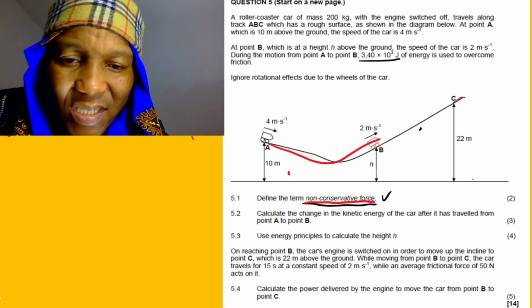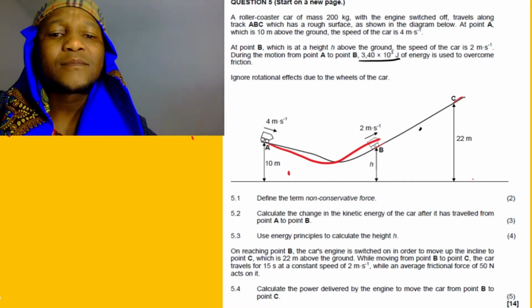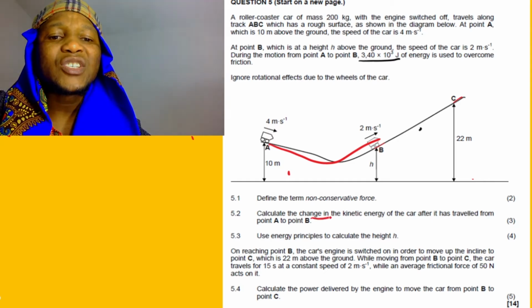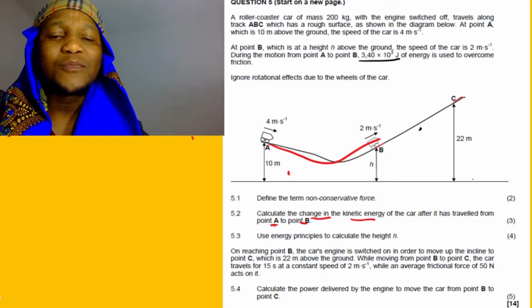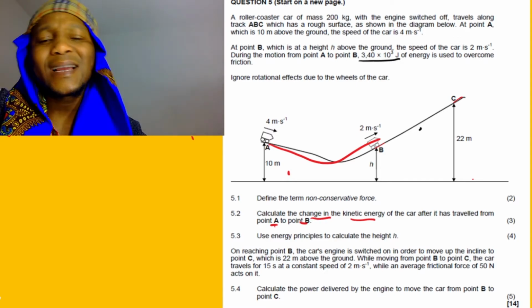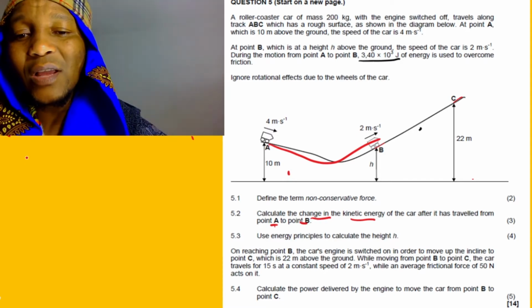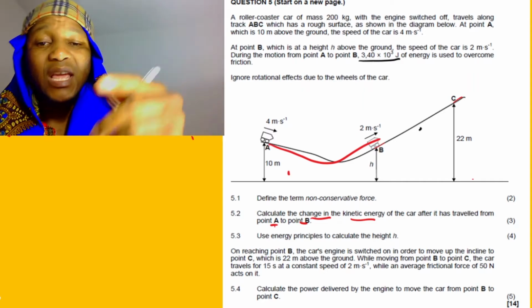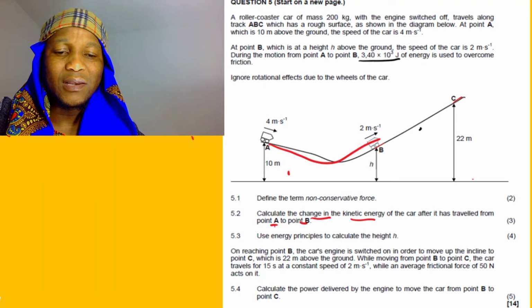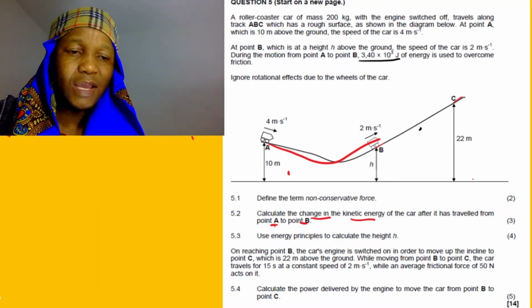Question number 2, they say: how does the kinetic energy change after the car has traveled from A to B? Changing kinetic energy. Come on, family. What is kinetic energy? Whenever there's a motion of an object, kinetic energy is involved. What does that mean? Look.